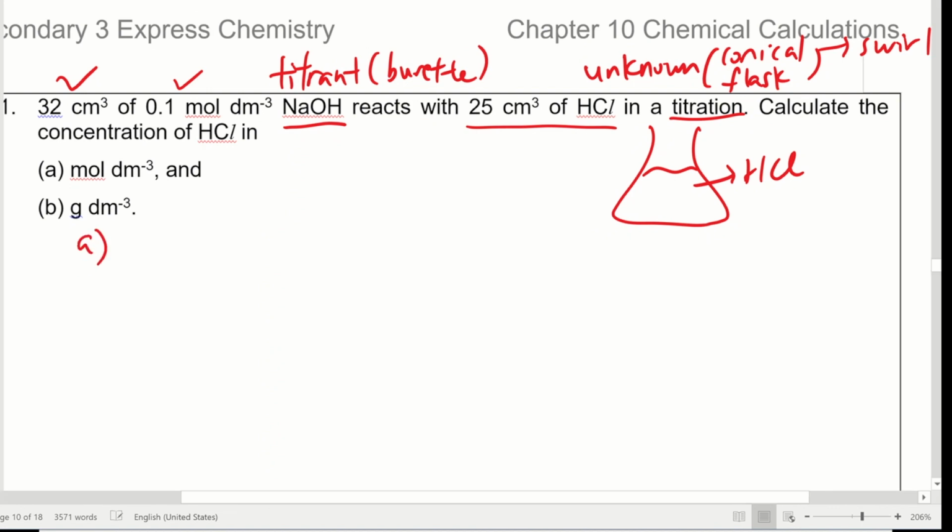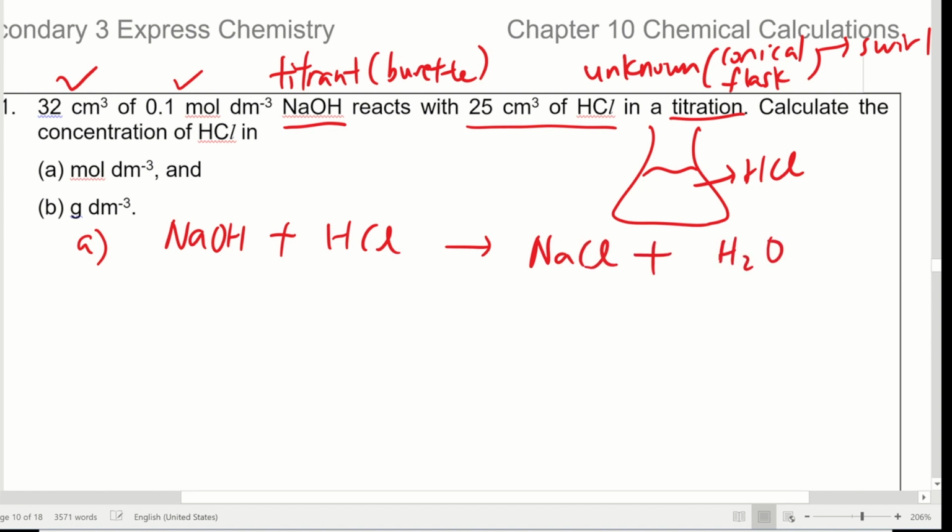Recall step 1. You must find the mole ratio, right? To find the mole ratio, you must write your balanced equation. So my balanced equation here: acid plus alkali, you will form salt and water. So from here I know that the mole ratio is 1:1.